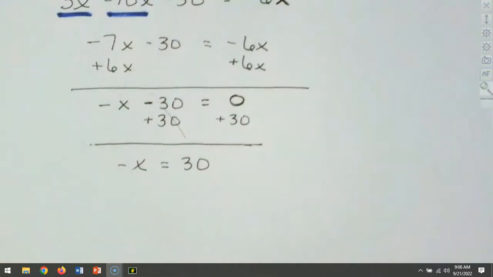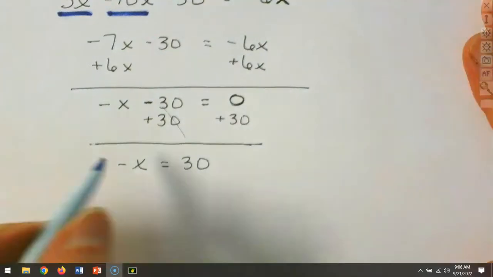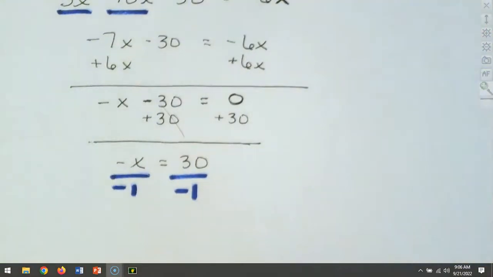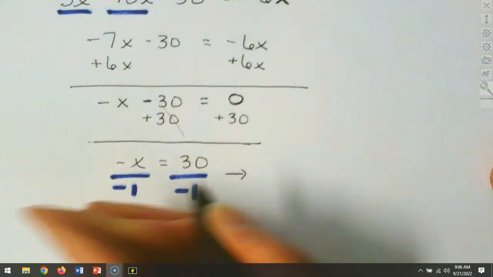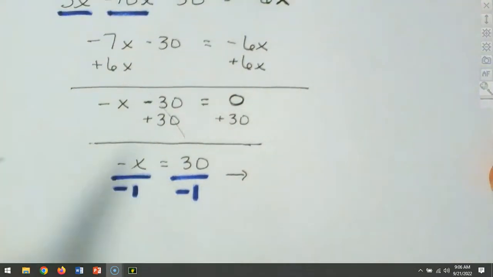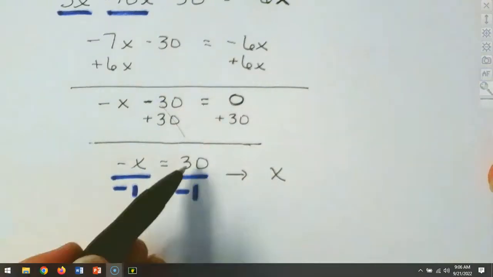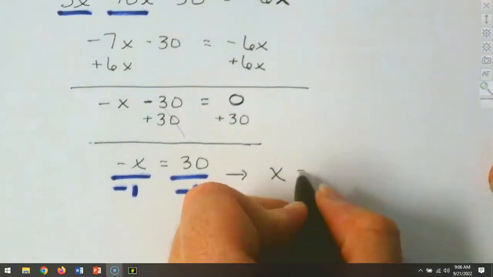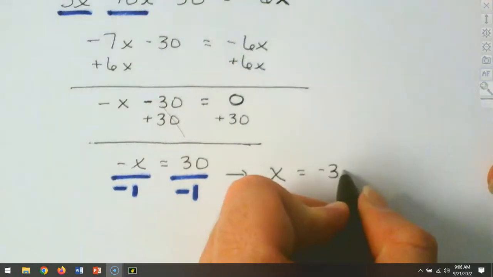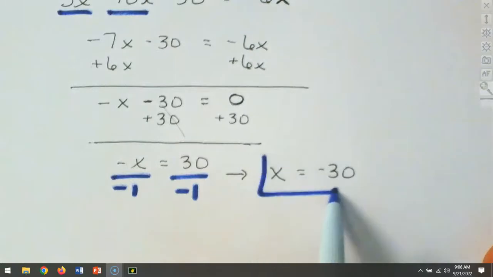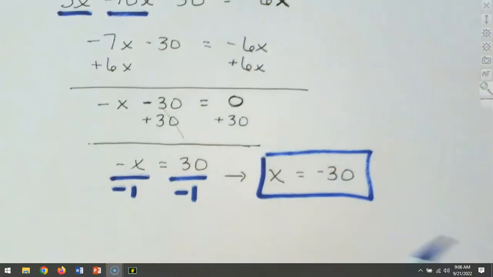And I know we did one of these earlier. How do we get rid of the negative? Divide by a negative 1. That takes care of the negative. Because a negative divided by a negative makes it a positive. Negative and negative makes it a positive x. And 30 divided by a negative 1, well, that leaves you then with a what? Negative 30. So your answer on that one would be negative 30.